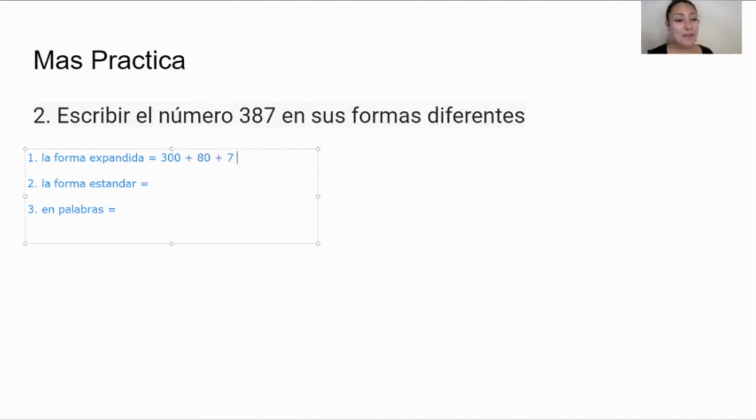¿Sí? Perfecto. Buen trabajo. Les doy otros 5 segundos para escribirlo en la forma estándar. 5, 4, 3, 2, 1. ¿Tienen como el mío? Perfecto, buen trabajo. Y últimamente, en palabras. Escriben 387 en palabras. 5, 4, 3, 2, 1.